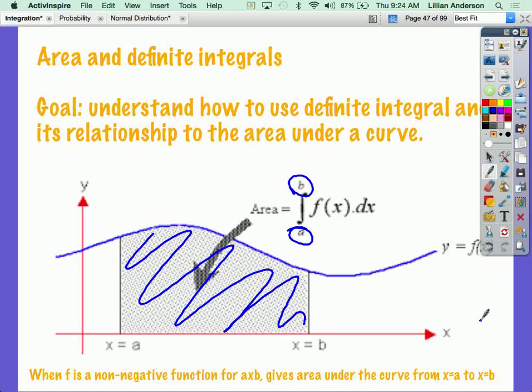Today you're going to be able to understand how to use the definite integral and its relationship to the area under the curve. Basically, you're going to be finding the antiderivative of a function, but only from one point to another point, a and b. A represents some point on your x-axis, and b represents another point. What you're trying to do is find the area from that a value to that b value, the shaded area right here. When you do that, you'll find the area underneath the curve.